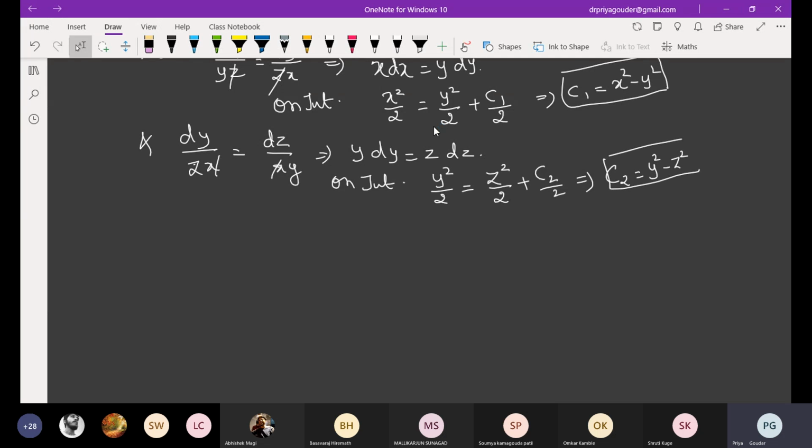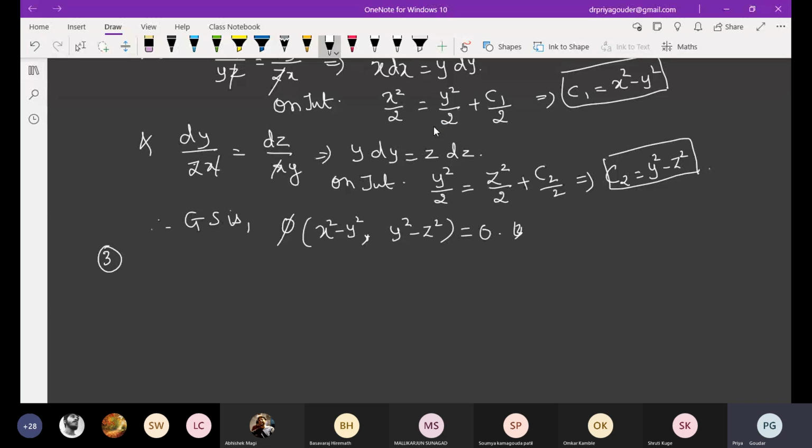Suppose if you had chosen the first and third, what would you have got? Think about it. You would have got x square minus z square, correct? So you should get the relation in terms of x, y, z. At least two relations. The general solution is given by phi of first relation comma second relation.